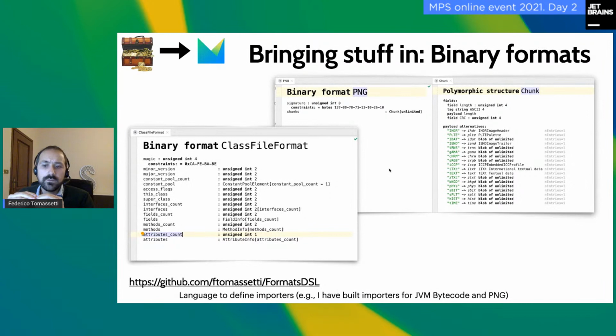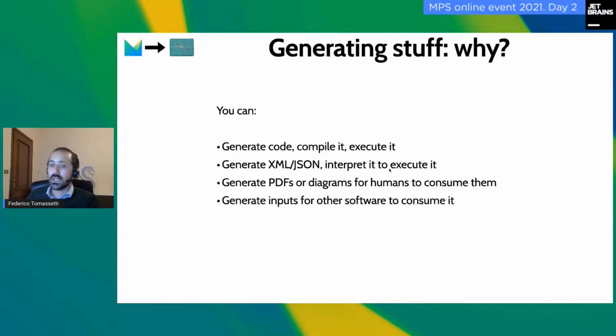In the case of binary formats, there is this old project of mine that is not extremely mature, but I've used it to import JVM bytecode and PNG files and basically extract the information I needed. It's a DSL to describe binary formats, and it's relatively easy to use, so maybe it could be of interest to you. Okay, this was the first aspect of interoperability: reading stuff and bringing it into MPS.